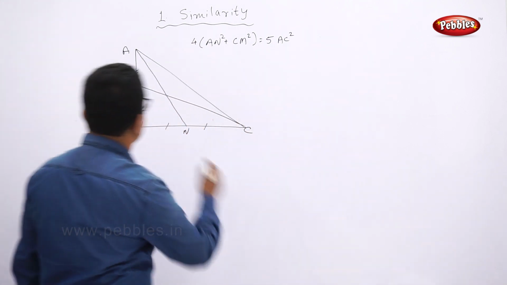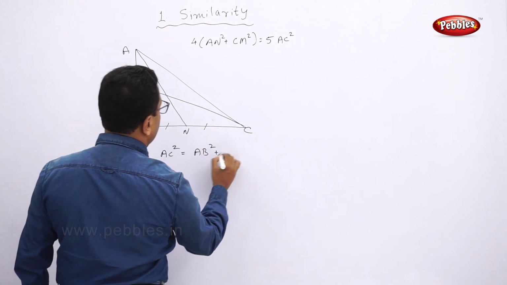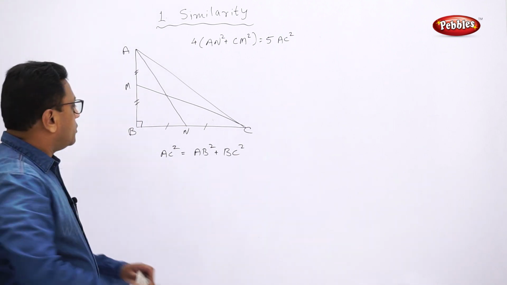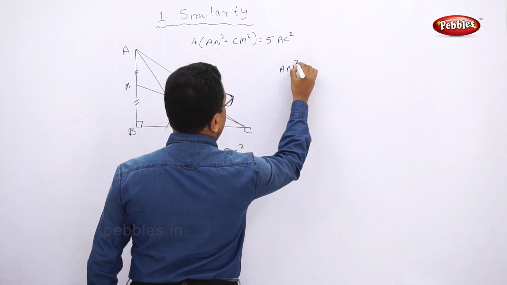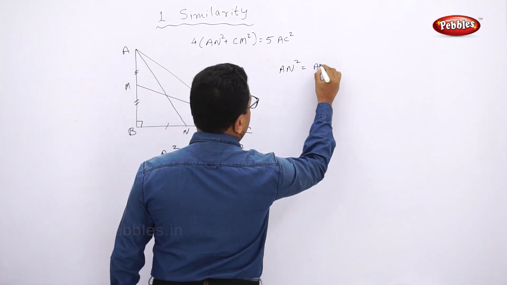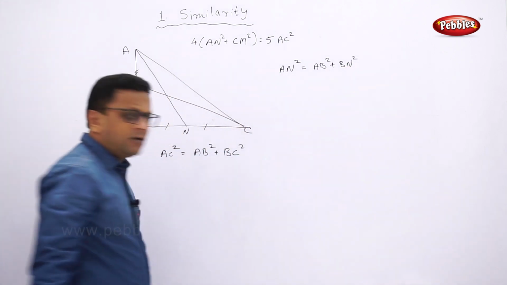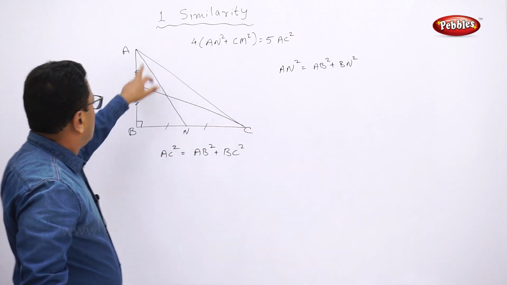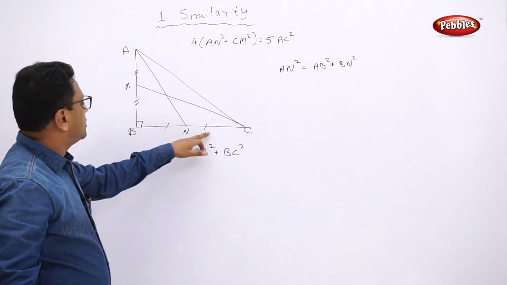Let us see that. First of all, I'll say AC square is equal to AB square plus BC square. Now here AN is again a hypotenuse, so AN square is equal to AB square plus BN square. But whatever they have asked to prove, is there BN anywhere? No. Three hypotenuses are there. BN is not there.